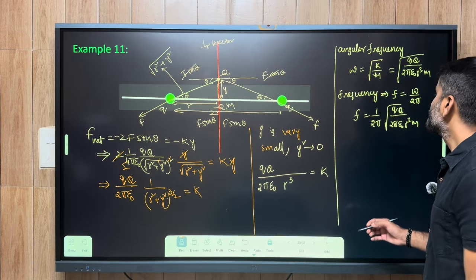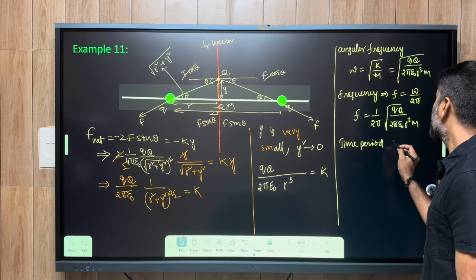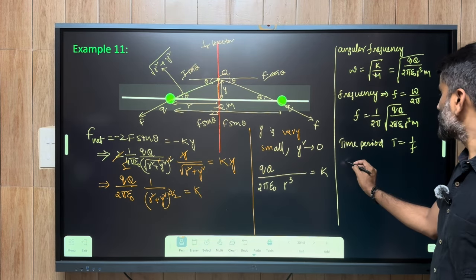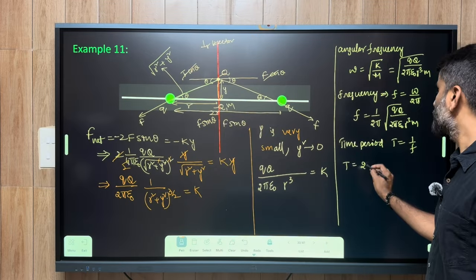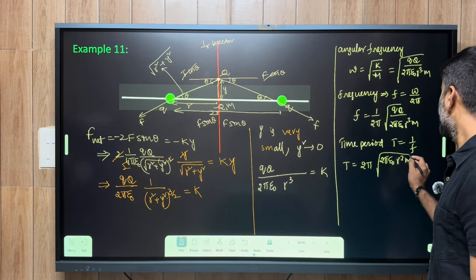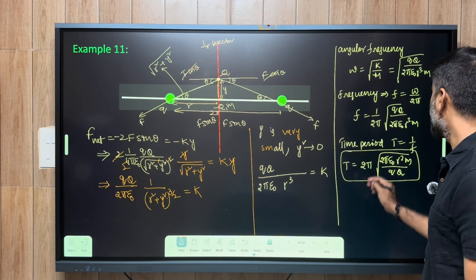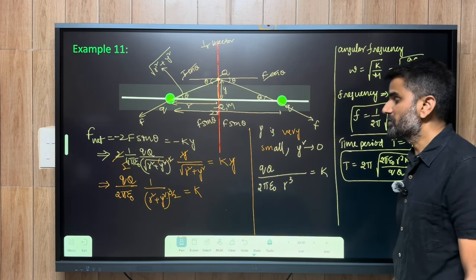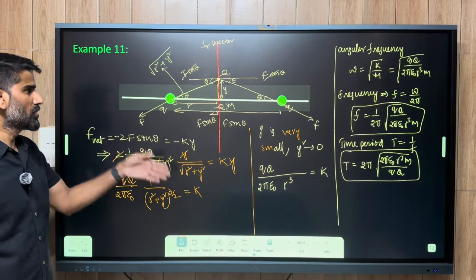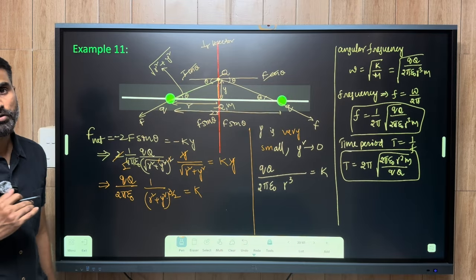Right. Now time period. Time period T is equal to reciprocal of frequency. So time period T is equal to 2 pi root over 2 pi epsilon naught r cube m by q, capital Q. So we have derived the equation for time period and frequency of oscillations of the particle which is making SHM, or simple harmonic motion, about the mean position along the perpendicular bisector.